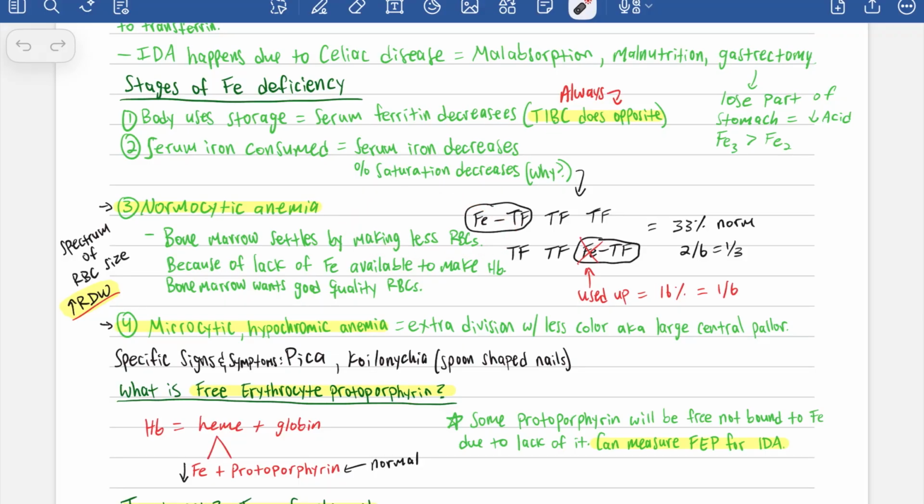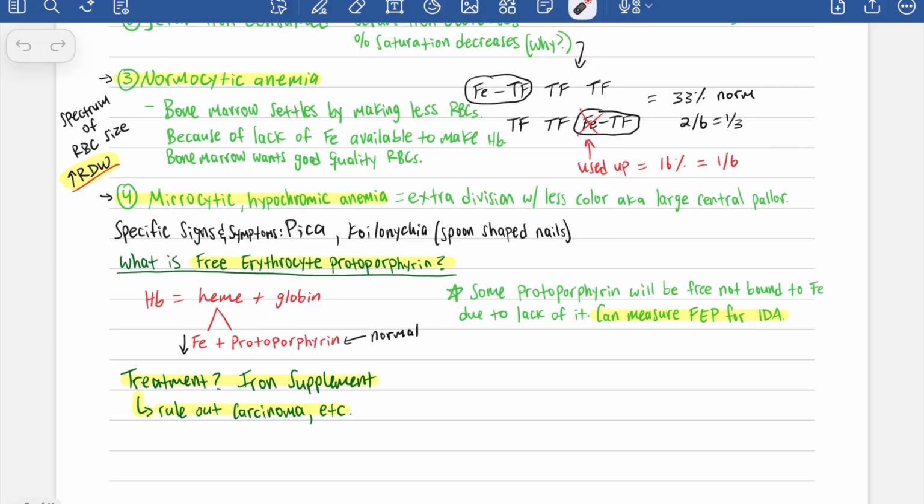And then the last stage of iron deficiency is finally going to be your microcytic anemia. And that is along with what we call hypochromic anemia. And that just means that there's less color and a larger central pallor with microcytic hypochromic anemia. And you can see that under the microscope.